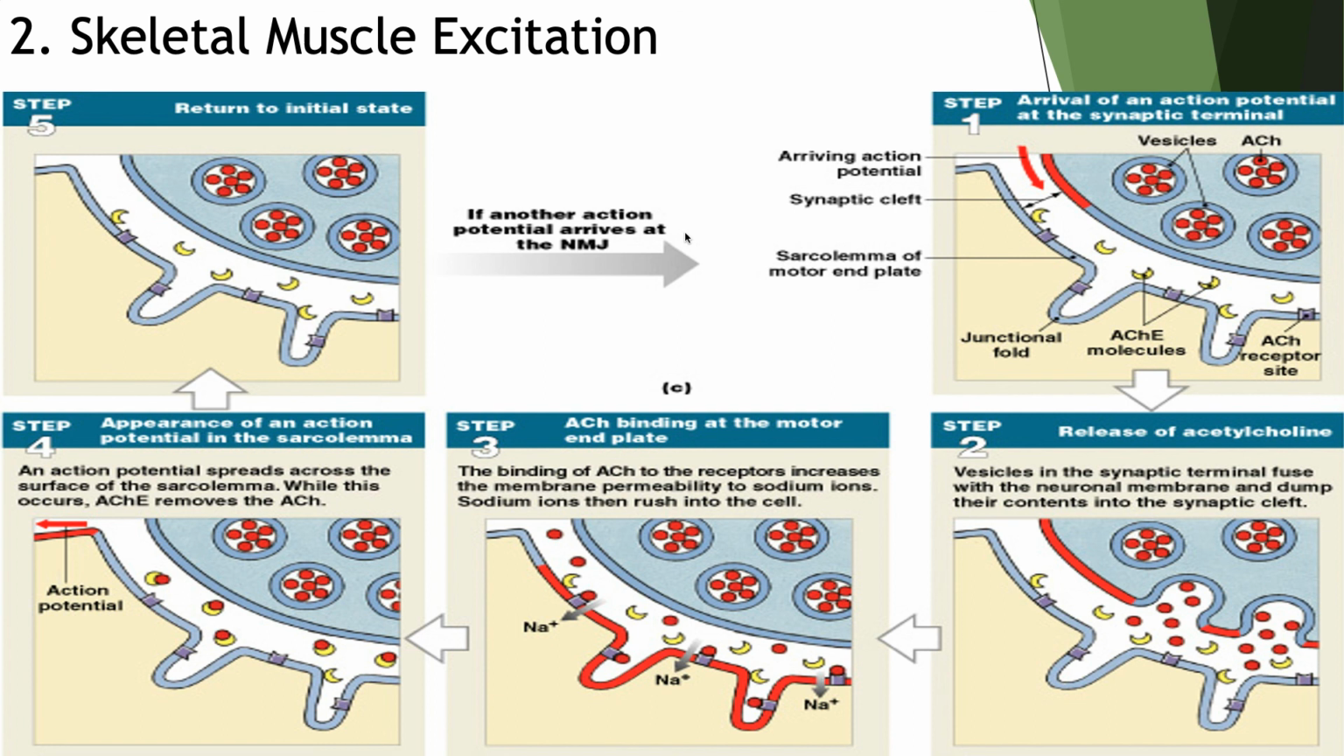We can go through the steps of skeletal muscle excitation that you see listed on the screen. In shortened detail: step one, the arrival of the action potential. Step two, the release of ACh. Step three, ACh binding to the motor end plate. Step four, the appearance of the action potential. And step five, return to the initial state.